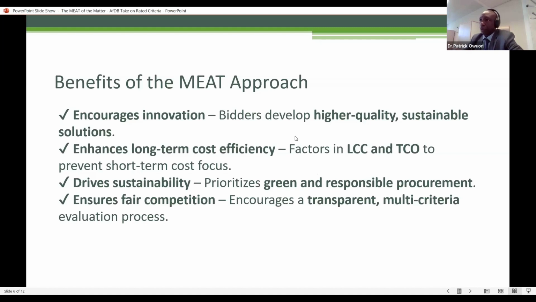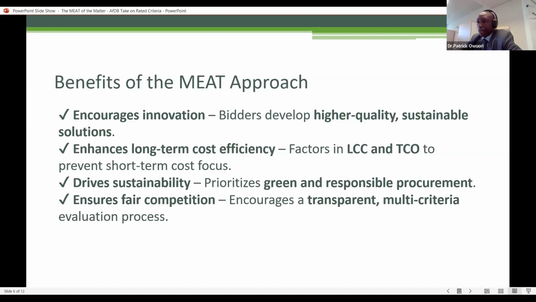It can lead to long-term cost efficiency, since normally we tend to use it with other factors such as life cycle costing or the total cost of ownership. So it helps us to prevent short-term cost focus. It also helps us to drive sustainability because one of the criteria that can be introduced in the technical aspects is issues of sustainability, whether it's environmental, social, or economic dimensions of sustainability. This can be introduced in the technical criteria, and bidders can be asked to provide proposals as to how they intend to provide solutions for that.